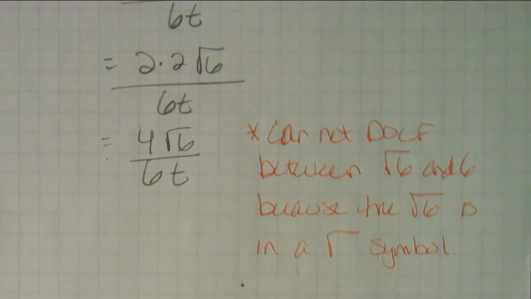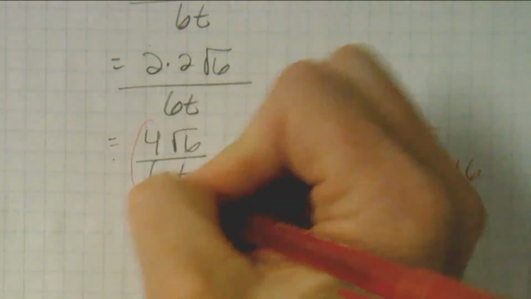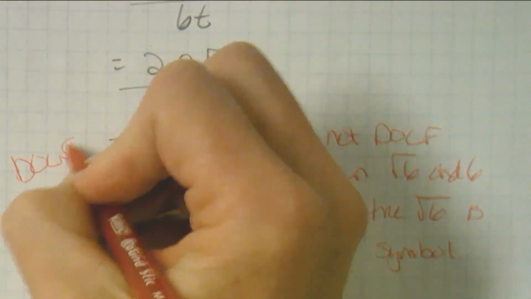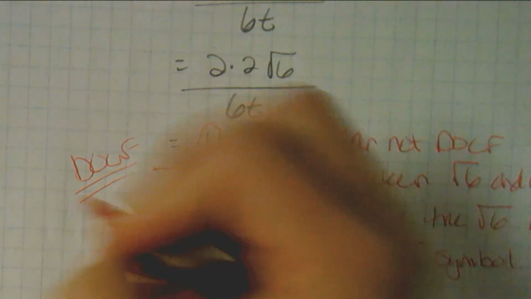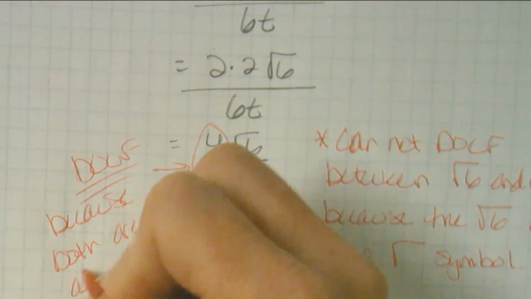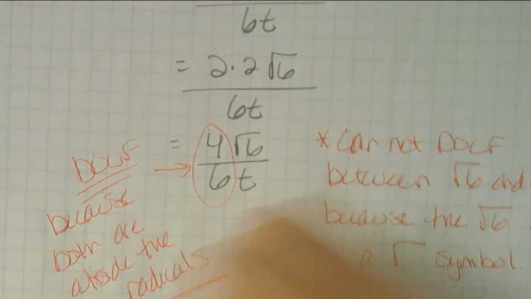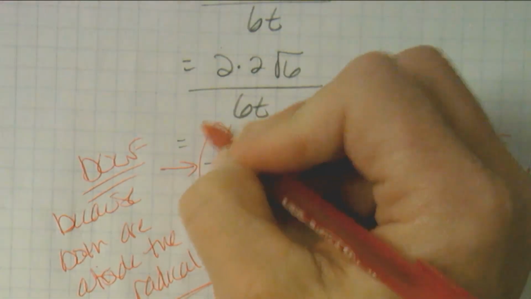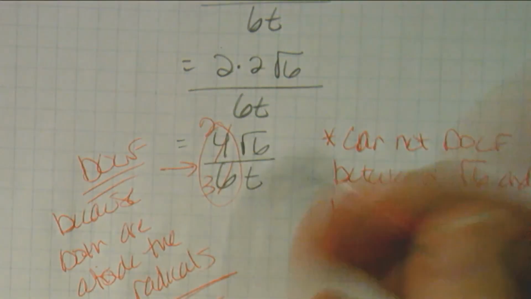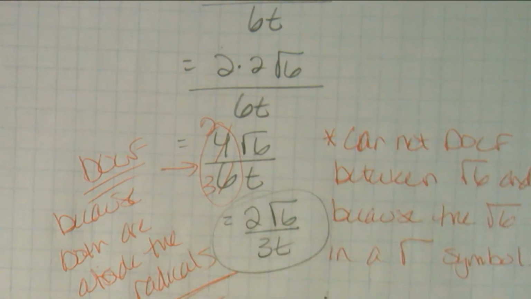However, can I divide out common factors in this one between any of the numbers to simplify it? Victoria, which ones? Yeah, I can divide out common factors between these because they are both outside the radical. So I'm going to say DOCF because both are outside the radicals. So when I do that, the 4 becomes a 2, the 6 becomes a 3. So my final answer is going to be 2 times the square root of 6 over 3t.